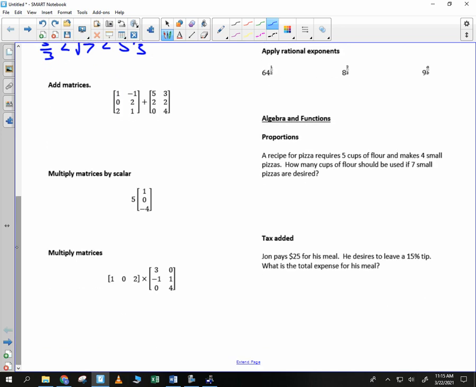Another piece of number and quantity is going to be adding your matrices. I don't know if you remember matrices operations, but if you're adding them, it's very simple. This is a 3 by 2 matrix, and you're adding it to another 3 by 2 matrix. That will produce a third 3 by 2 matrix. Matrices must be the same size if you add them together. Simply add corresponding entries. We get 6, 2, 2, 4, 2, 5.